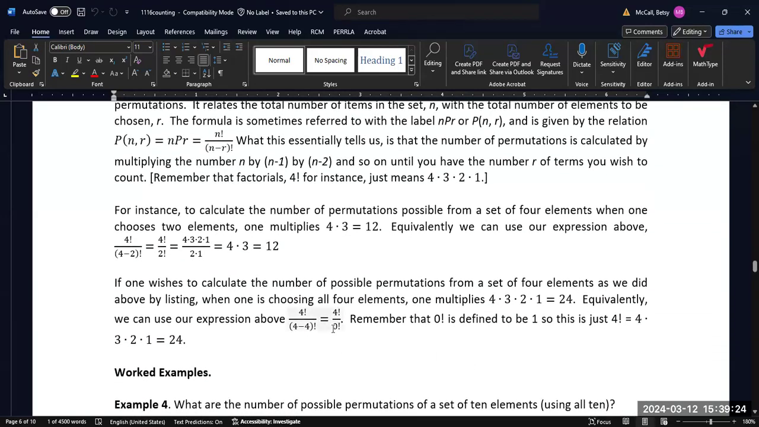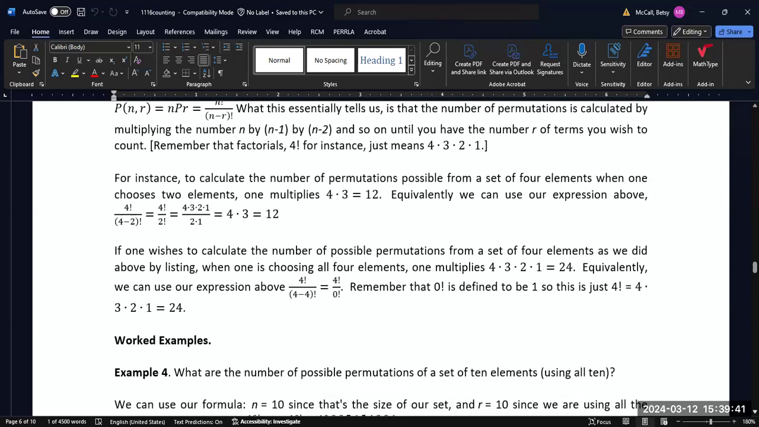If we are choosing all of the things, as we saw in the original example, then our denominator becomes 4 minus 4. And remember, 0 factorial is 1. So this is just 4 factorial, which is 4 times 3 times 2 times 1, which is the 24 that we had in our list.